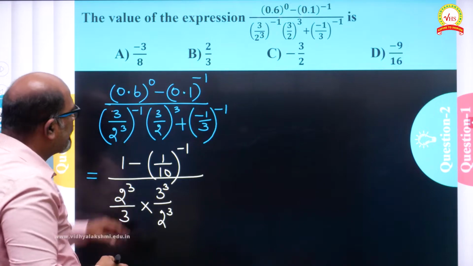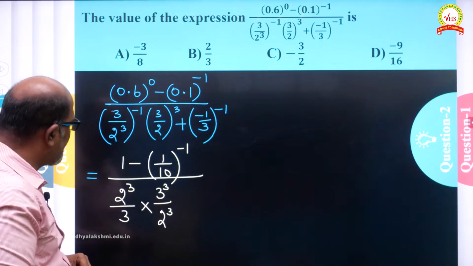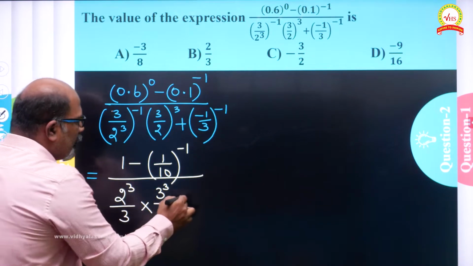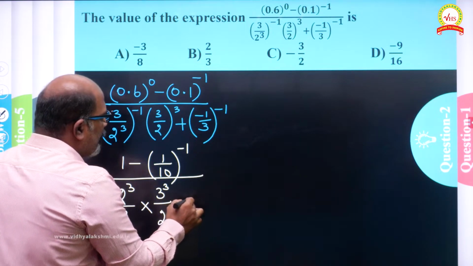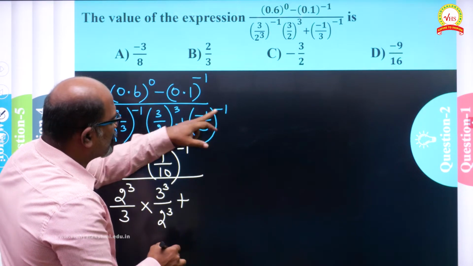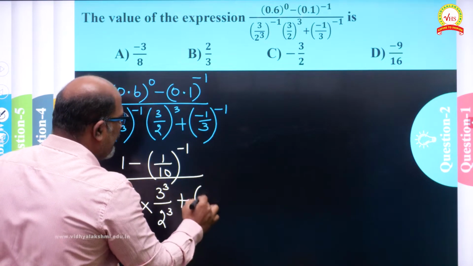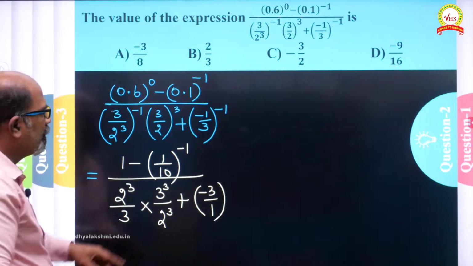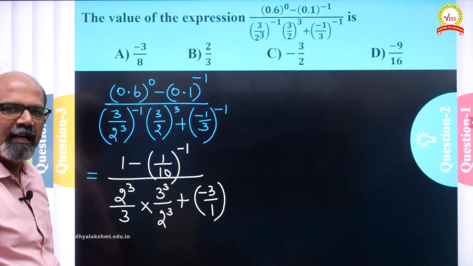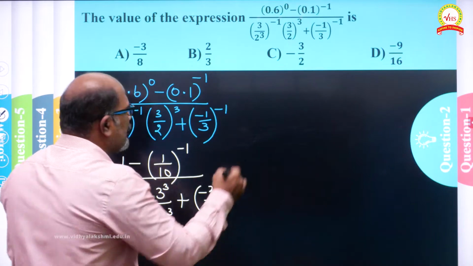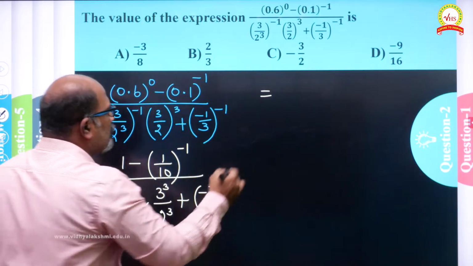Why am I separating this exponent between the numerator and denominator? Because I can make cancellation here. So that's why I am separating it. Followed by we have plus (-1/3) power minus 1. We have to take the reciprocal, so we will have 3 by 1, and this minus sign we have to carry. Then after this step, we have to go for further simplification.